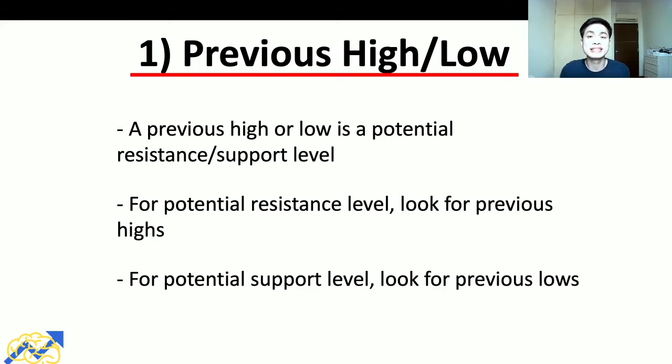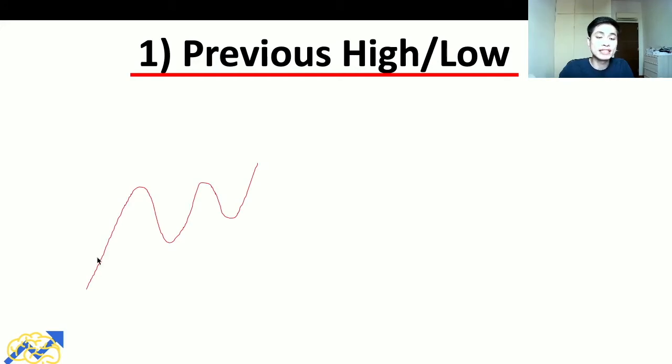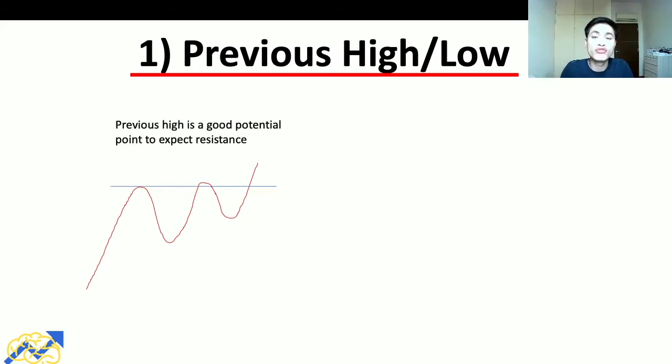For potential resistance levels, we want to look for previous highs. And for potential support levels, we want to look for previous lows. Prices rally over here to form a new high, and this new high is a potential resistance level. After reaching the first high, prices decline a bit and then rally back up again. Because the previous high is a potential resistance level, when prices reach that area, they bounce back down. So we can say that previous high was a potential resistance level.